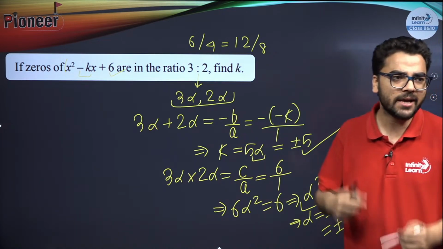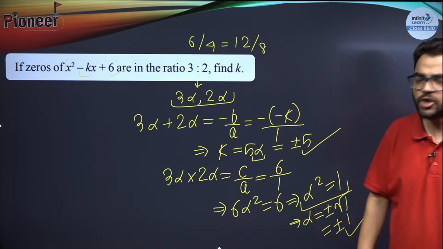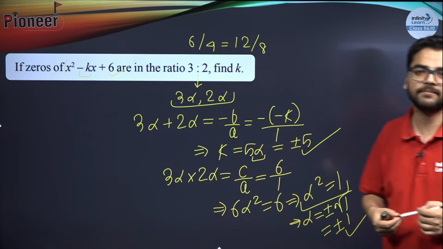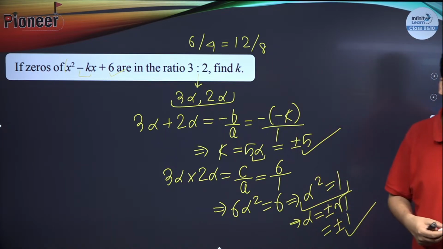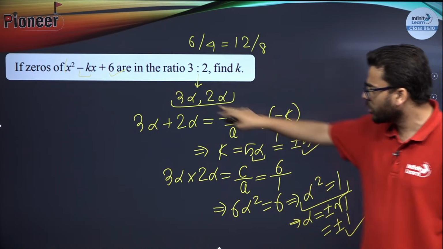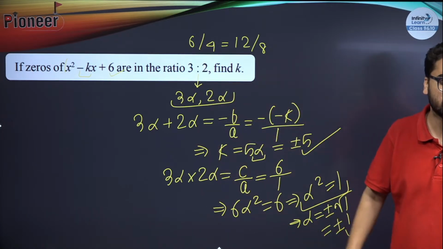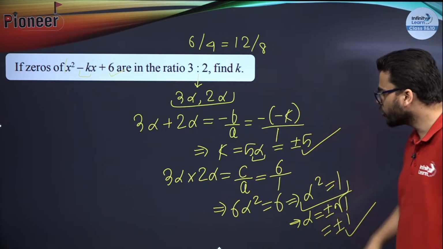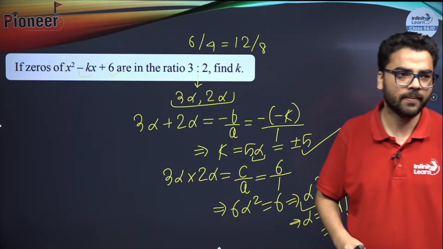Is it clear to everybody? To every student in this session, is it clear that k is equal to plus minus 5 is the answer? Any doubt in this question, guys? Tell me quickly. You can also verify. If you put k is equal to plus minus 5, then also you will get the ratio to be equal to 3:2 only. So it will be working, right? No rule of mathematics is violated, so you cannot neglect any of the two values. Both the values are acceptable over here.